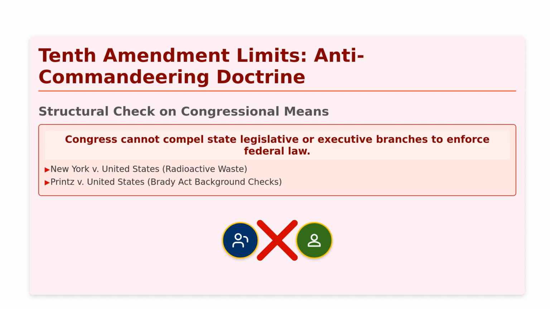More definitively, in Printz v. United States, the court invalidated provisions of the Brady Handgun Violence Prevention Act that required state and local chief law enforcement officers to conduct background checks pending federal approval. The core holding is absolute. Congress cannot compel state legislative bodies to enact laws, nor can it compel state executive officials to enforce federal statutes. This preserves the distinct sovereignty of the states.